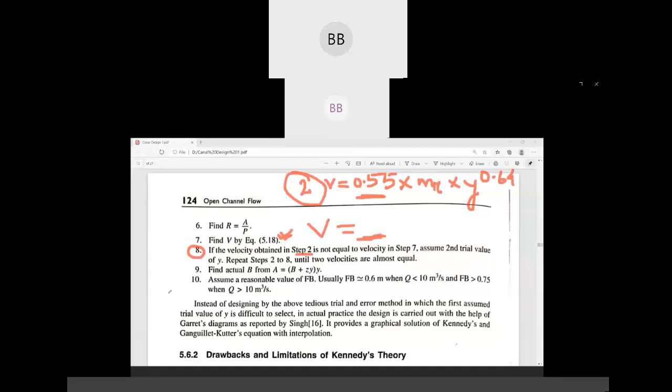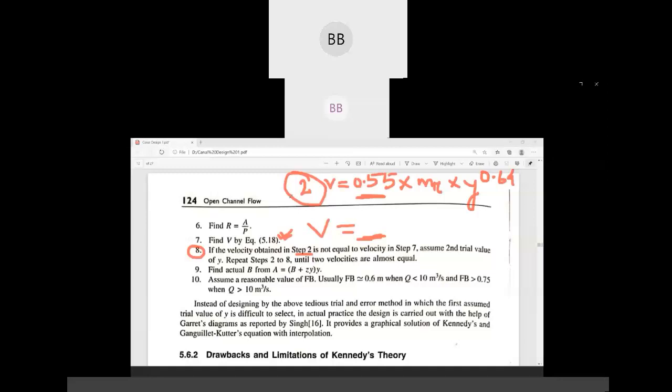So what is written here: if the velocity obtained in step number 2 is not equal to the velocity in step number 7, then assume a second trial. Whatever velocity we calculated in step number 2 and in step number 7, if it is the same, then we need not do anything further. It means that our assumed depth of flow is our required depth. So for that particular depth, we are going to construct or design that particular channel.